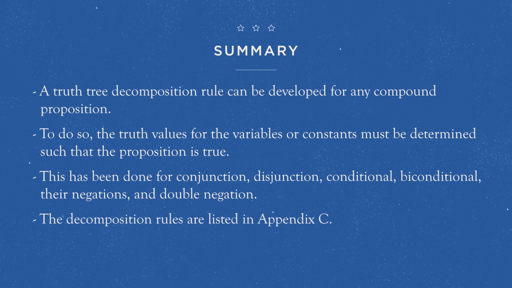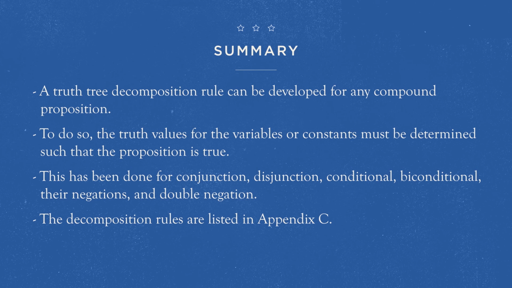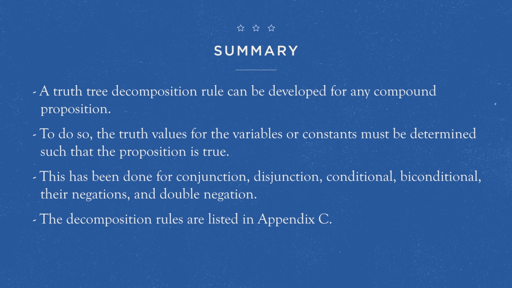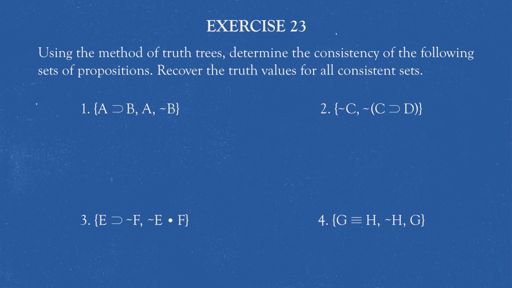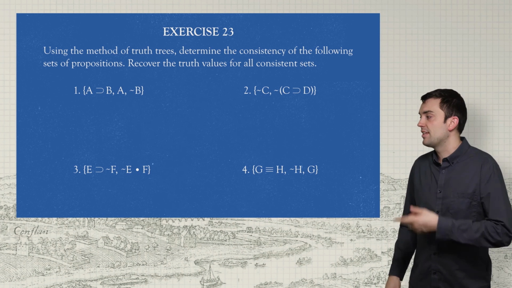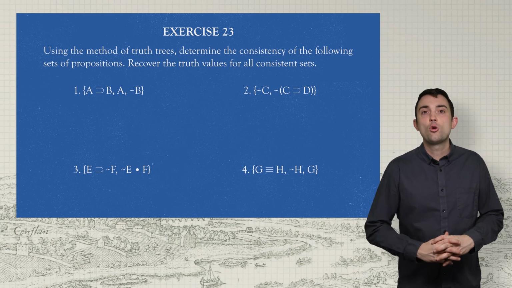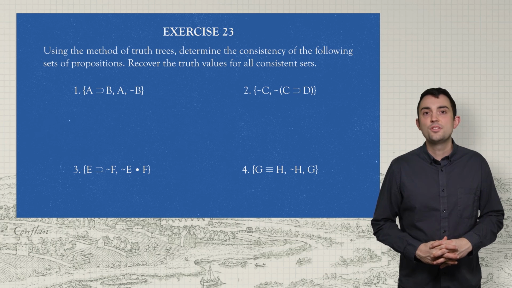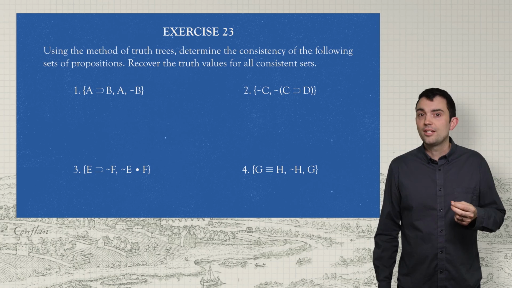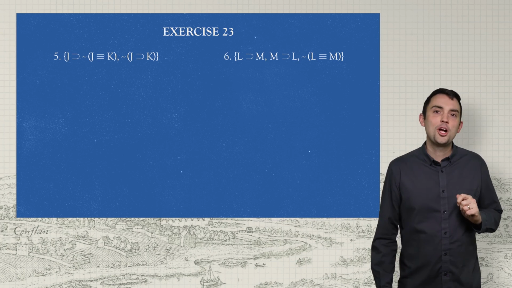The decomposition rules are listed in Appendix C in the back of your book, so get familiar with those rules. They're like the rules of replacement and inference for formal proofs of validity. Exercise 23 is going to help you get really familiar with them. You're just going to be using truth trees to determine the consistency of a set of propositions. The first 4 problems each give you practice with the different rules of truth tree decomposition, and those go pretty quickly. 5 and 6, a little more complicated.